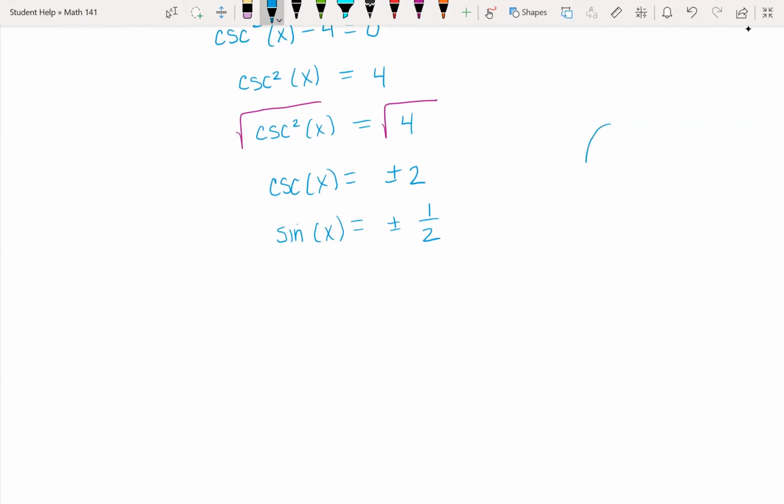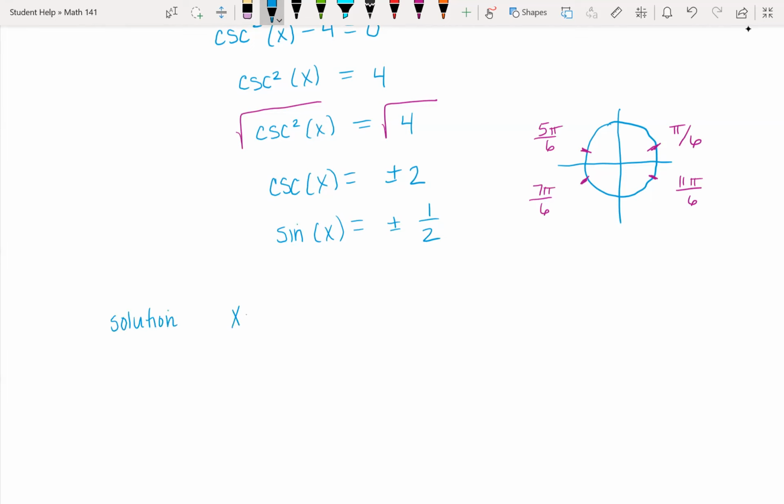So where is sine equal to 1/2? Sine is equal to 1/2 here and here. And then for negative 1/2, it's here and here. So these values are pi over 6, 5 pi over 6. This is 7 pi over 6. And this is 11 pi over 6. So those are going to be my solutions.